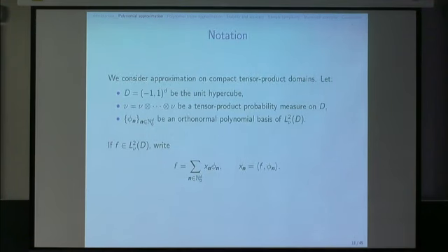First of all, a little bit of notation. Throughout the remainder of the talk, D is going to be the unit hypercube. I'm going to be working on compact domains, so we'll just normalize it to be the unit hypercube. For now, we're going to let nu be a tensor product probability measure on D, and we'll let phi_n be an orthonormal polynomial basis of L2(D, nu). Then our function f can be expanded, of course, in this orthonormal basis with its coefficients x_n, just given as the inner product. Okay, so all very standard.